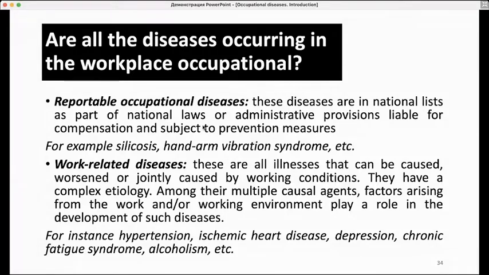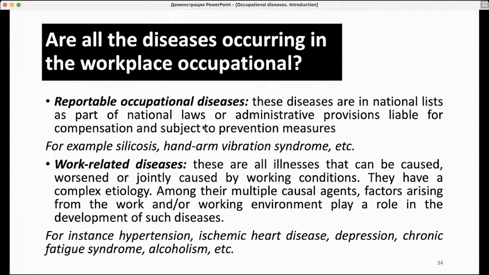The second group is work-related diseases. These are all illnesses that can be caused, worsened, or jointly caused by working conditions. And they have a complex etiology, multiple etiology. And among their multiple causal agents, factors arising from the work and the working environment play a role in the development of such diseases. What are examples?